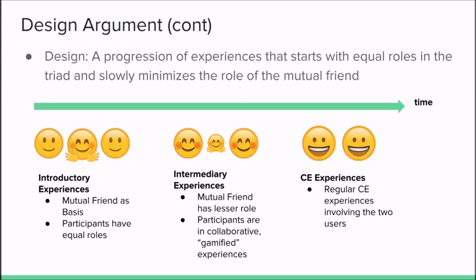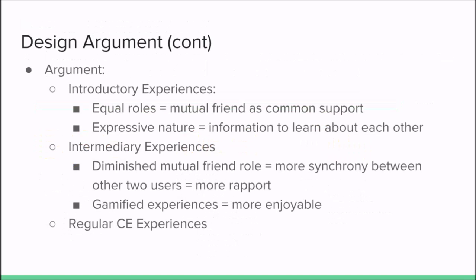So our design is, as we noted before, this progression of experiences. And so why would each part of the progression work? In the introductory experiences, we have the mutual friend as the basis. This would be the support that the 2 strangers would know each other. We also have expressive qualities within these introductory experiences to fulfill the need of getting to know each other.